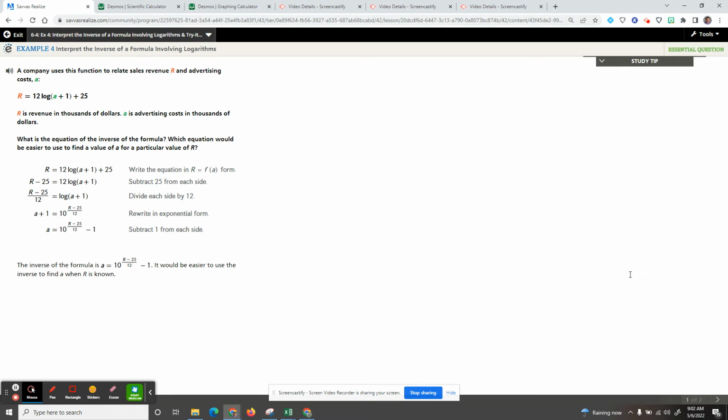Now you're going to rewrite it in exponential form, where since it's common log, the base is 10. The exponent is everything on the other side of the equation, and it's equal to A plus 1, so then we just subtract 1 to the other side. So this is the inverse formula, and again, it's easier to use this one to solve for A if you know R. You just plug R in and then evaluate.